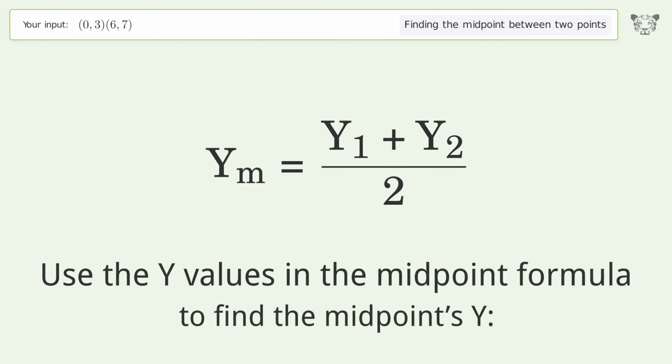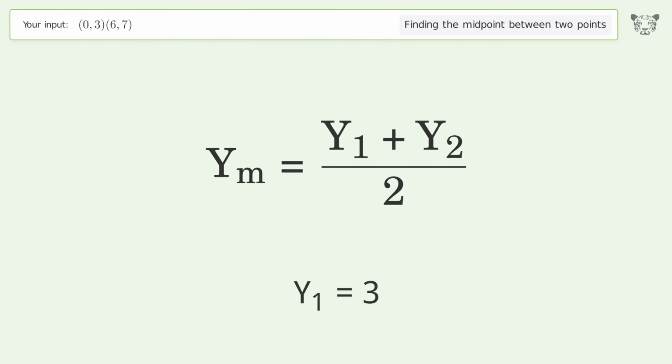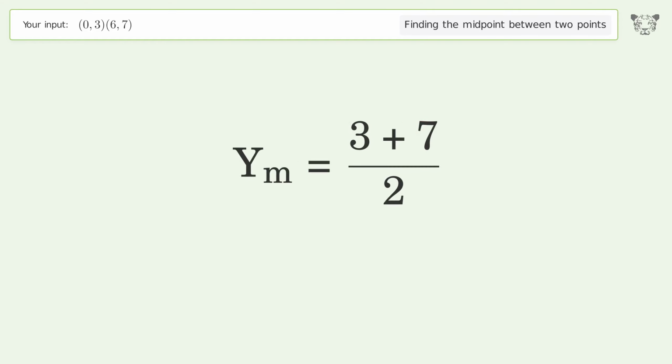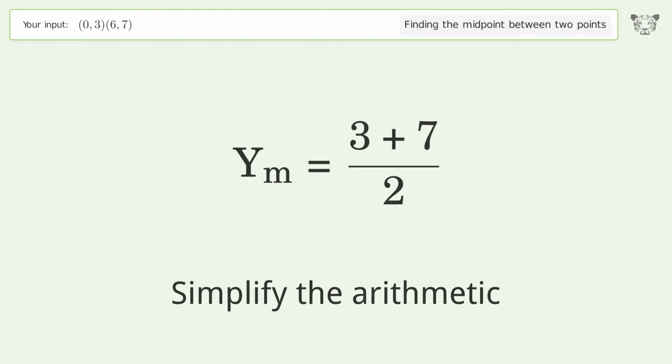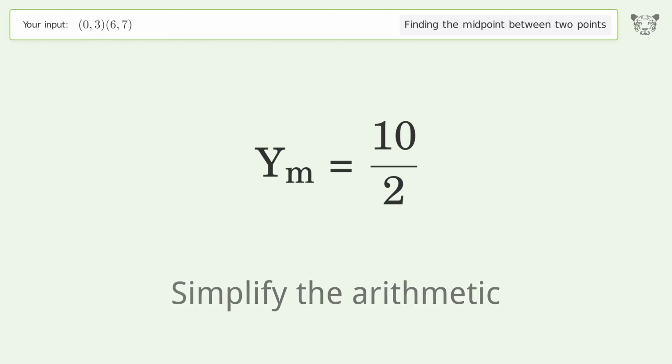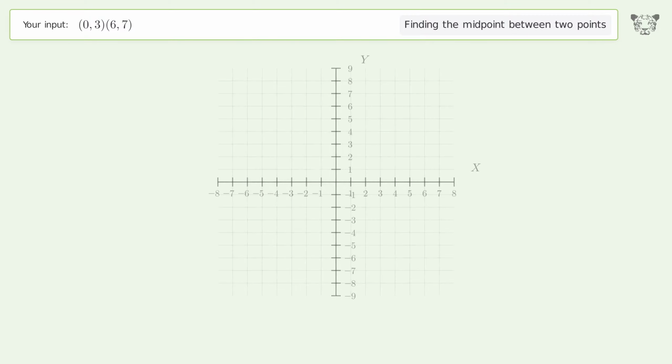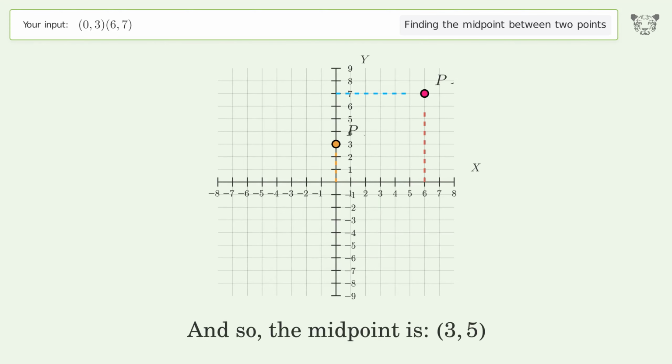Use the y values in the midpoint formula to find the midpoint's y. y1 equals 3. y2 equals 7. Simplify the arithmetic. And so, the midpoint is 3, 5.